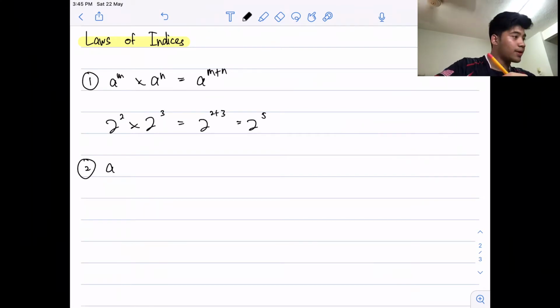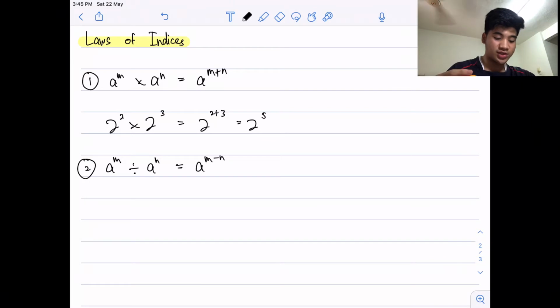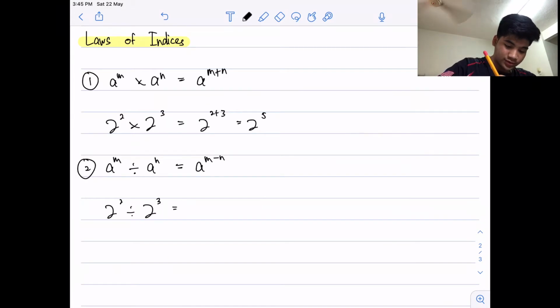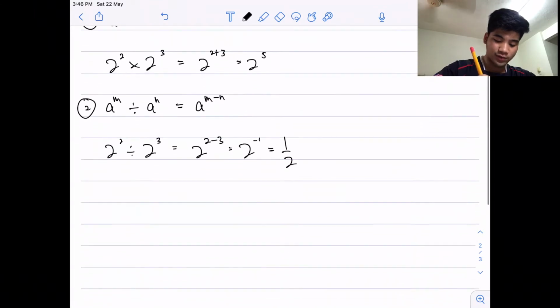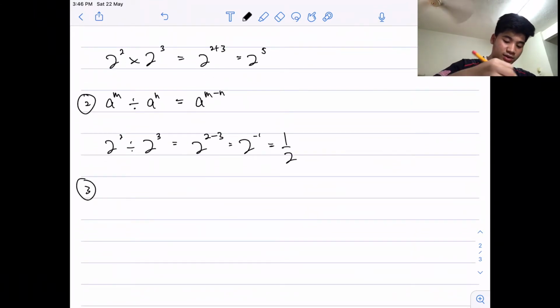Now the second one, we have a to the power of m divided by a to the power of n equals a to the power of m minus n. So it's just the opposite of the first law. Instead of adding, you are subtracting. So let's just do it again. 2 to the power of 2 divided by 2 to the power of 3 equals 2 to the power of 2 minus 3. So I'll get 2 to the power of negative 1, but you should write it as 1 over 2.